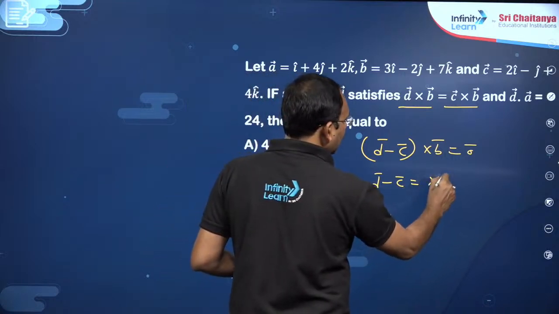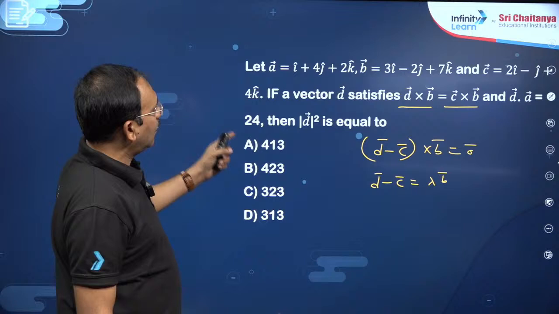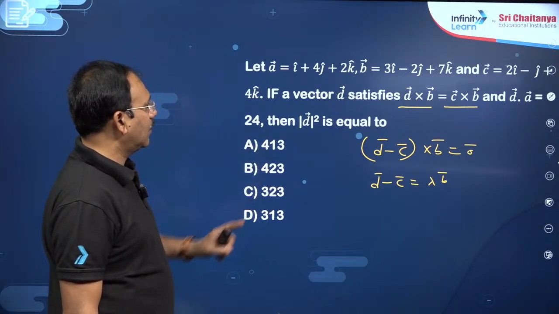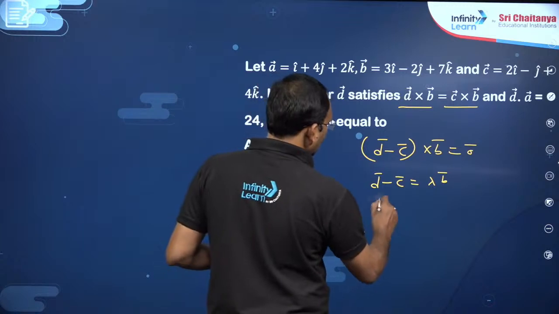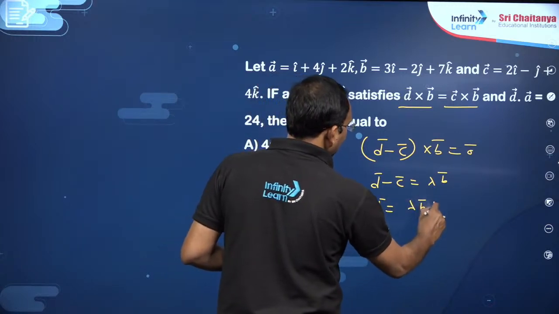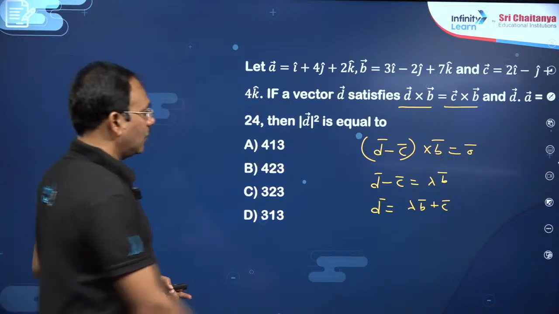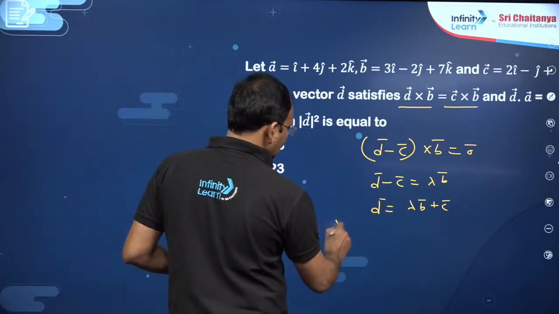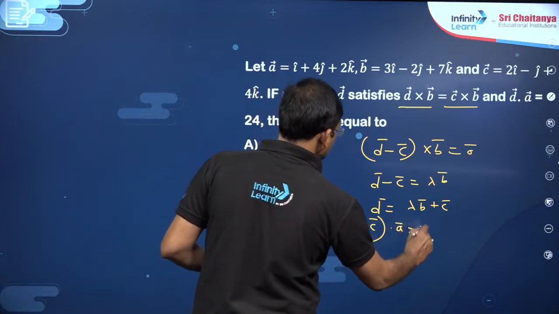You can write some number into B bar, my dear friends. Moreover, I know A bar, I know B bar, I know C bar. So, I want D bar. D bar you can also write as lambda B bar plus C bar. But D dot A is 24. If you do dot product with this, lambda B bar plus C bar dot A bar is 24.